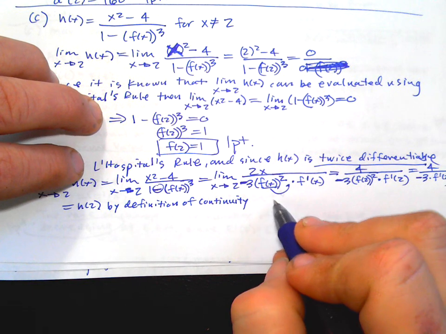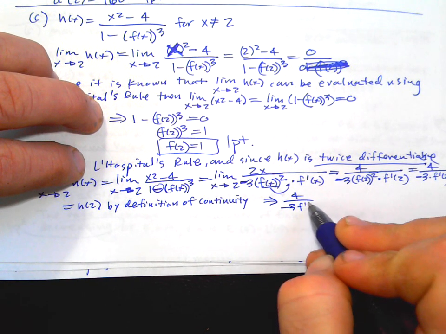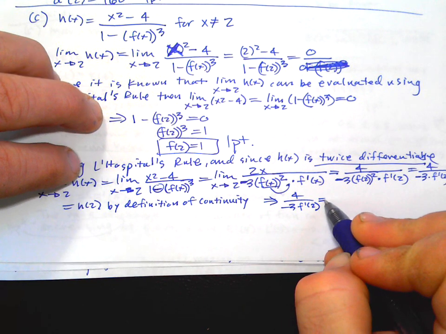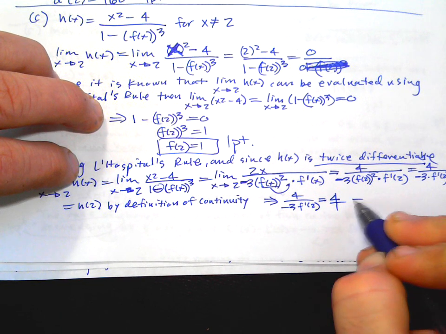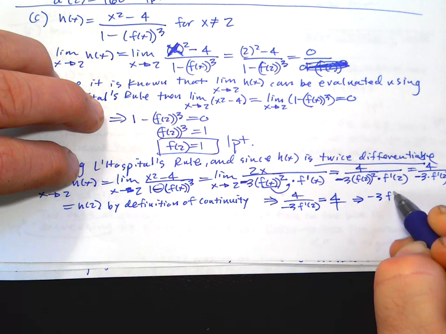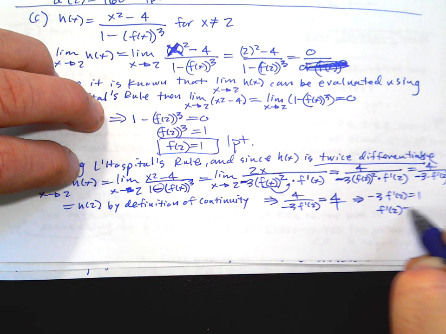So that means that 4 over negative 3 f prime of 2 should equal h of 2, which they gave you at the very beginning of the problem was 4, which means that negative 3 f prime of 2 equals 1, which means that f prime of 2 equals negative 1/3.